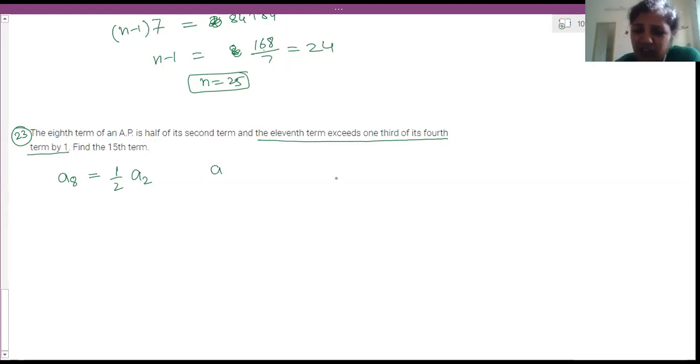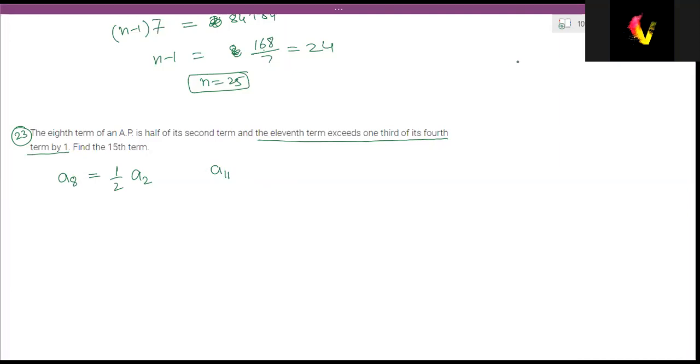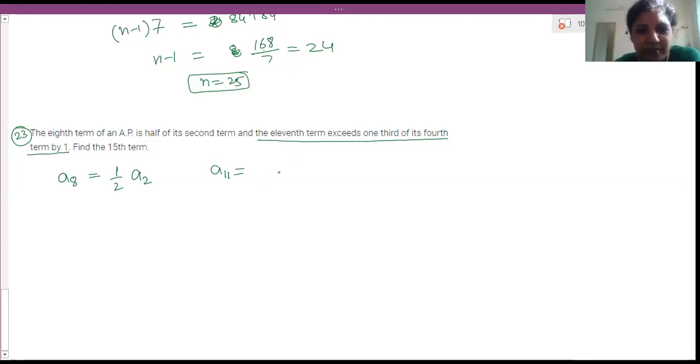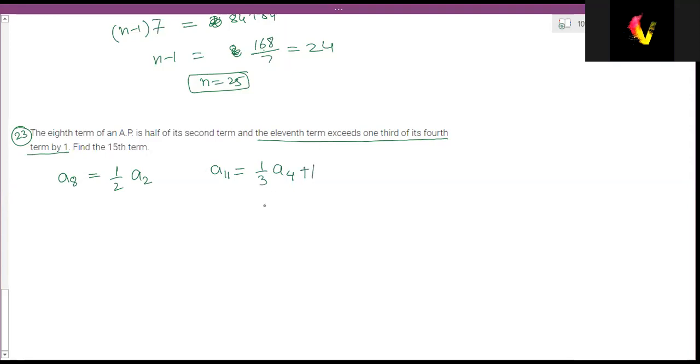First tell me from where you got that equation. A plus 10D is equal to 1 by 3. Why A plus 10D? It is the 11th term. So tell me the 11th term first. A11. I just directly took it as A plus 10D is equal to 1 by 3 into A plus 3D plus 1. The 11th term is one third of the fourth term plus 1.